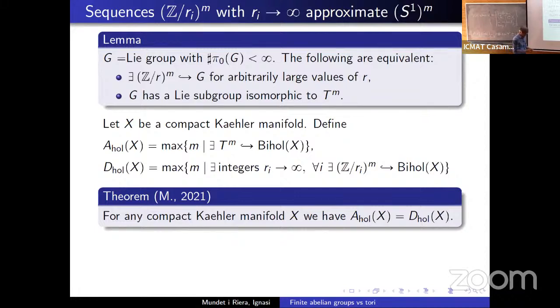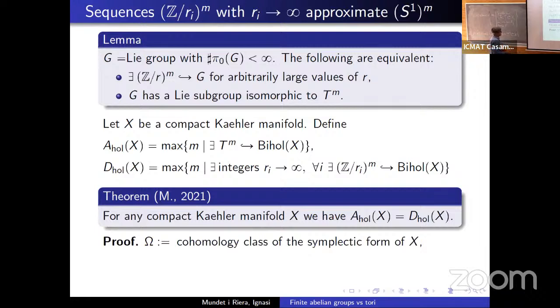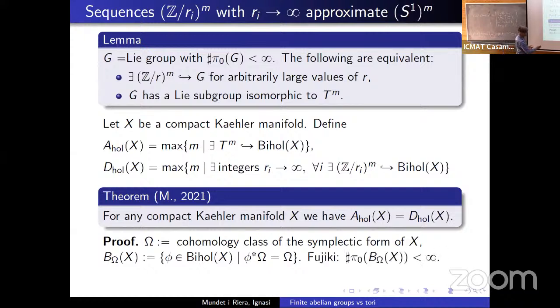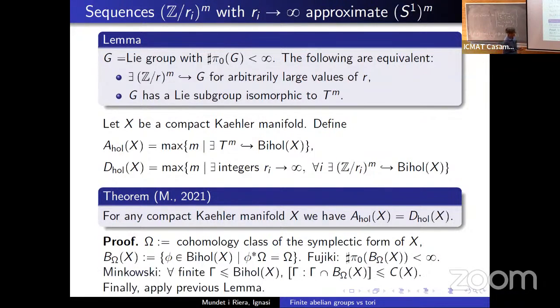Okay, so how does one prove this? Well, let's denote by omega the homology class of the symplectic form of the Kähler manifold, and let's define B omega to be the group of biholomorphisms that preserves this omega. Okay. Now, the group of biholomorphisms of X is a complex Lie group, but it can have infinitely many connected components. So a priori, you can't apply the lemma directly. However, it turns out that B omega has finitely many connected components. And then to conclude the proof, you use the lemma of Minkowski.